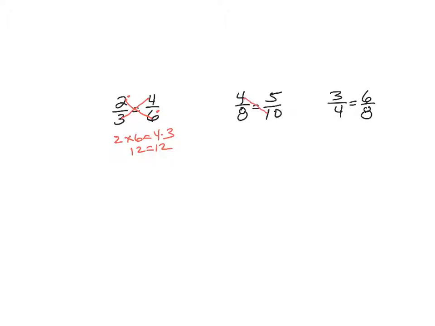Let's check. 4 times 10 is 40. 8 times 5 is 40. So 40 is equal to 40. In the last one I have, 3 times 8 is equal to 24, and 6 times 4 is equal to 24. Anytime at all that you have equivalent fractions, this is always going to be true. So we can use that in order to figure out what might be the missing number if you are given a fraction with a variable in it.